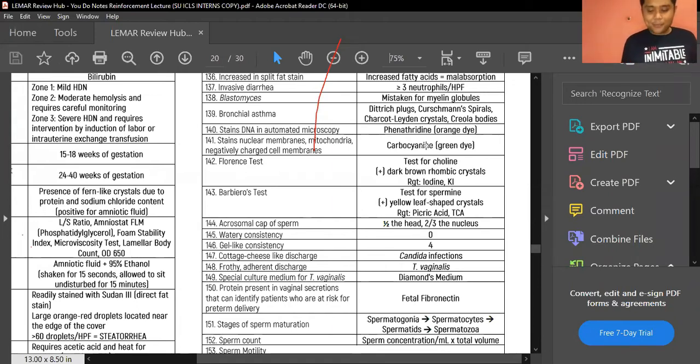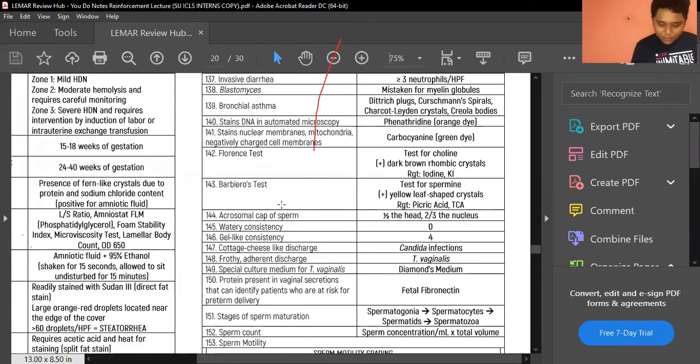Okay, so Florence, right? Positive is dark brown rhombic crystals, and the reagents are iodine and potassium iodide. And for Barberio, right? Barberio, remember shrimp or leaves. So the test for spermine gives yellow leaf-shaped crystals. Okay, so Barberio, shrimp or leaves.